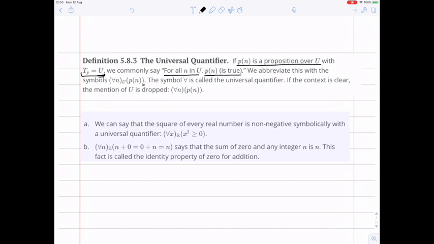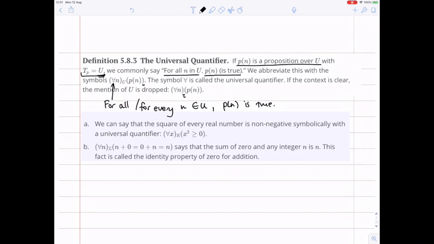And again, we have symbols that we can abbreviate. This upside down A says for all, or sometimes you'll hear it as for every. And then we use the same idea: for all or for every n in U, proposition P(n) is true. This upside down A is called the universal quantifier. Again, if our context is clear, then we just leave out mentioning which universe we're talking about.